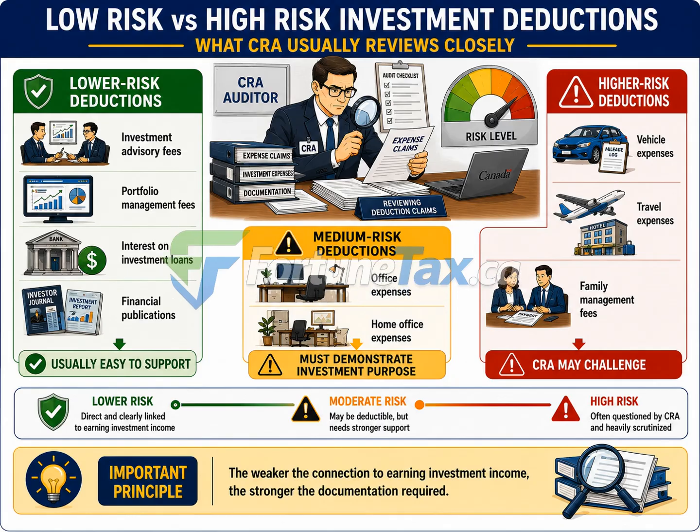As tax preparers, we should always evaluate deductions through both a tax lens and an audit lens. A deduction may be technically possible, but if the supporting evidence is weak, the corporation may face challenges during a CRA review. The goal is not simply to maximize deductions. The goal is to claim deductions that are reasonable, supportable, and capable of surviving scrutiny if questions arise in the future.